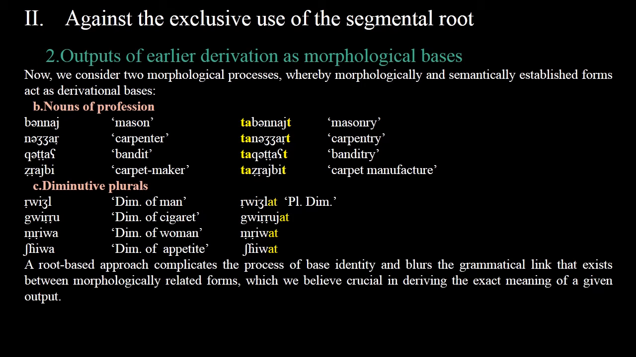We move to the second set concerning the diminutive plural. The diminutive plural is derived from the singular diminutive. So we have ruwijlat, derived from ruwijl, guerroyat, derived from guerro. So the above data sets prove that not only root segments stand as derivational inputs; we may also have derived stems, or what we call outputs of previous derivational processes, as bases. A root-based approach complicates the process of base identity and blurs the grammatical link that exists between morphologically related forms, which we believe is crucial in deriving the exact semantic meaning of a given output.